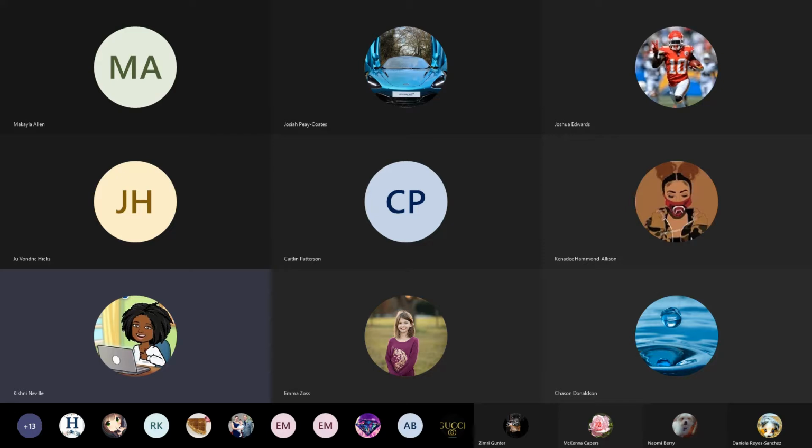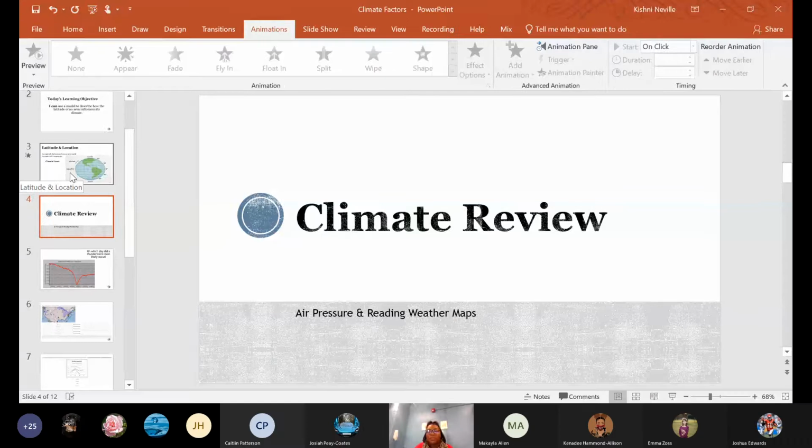We are still reviewing climate factors. We want to remember that climate is what's happening outside. It's when a scientist measures what happens outside for a long period of time. So what we're going to be discussing today are another two factors that can affect or change our climate.